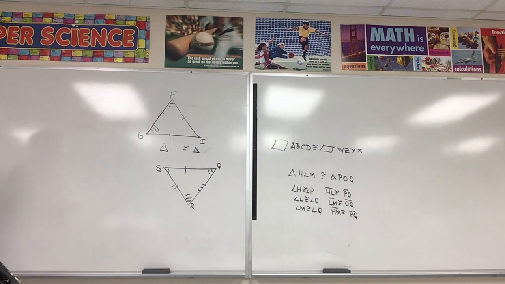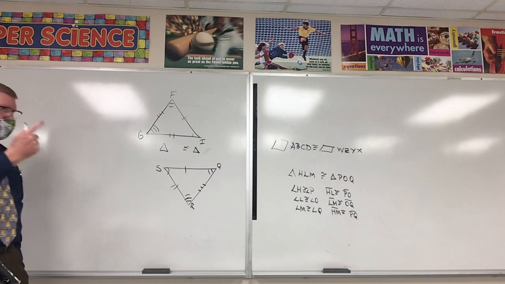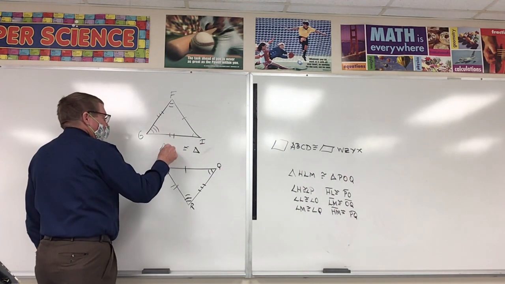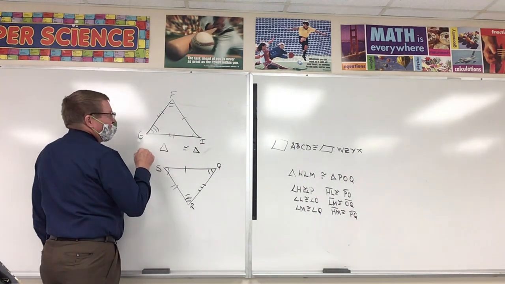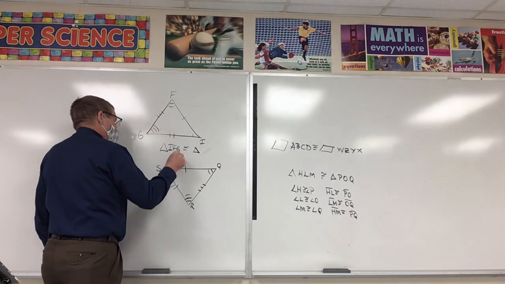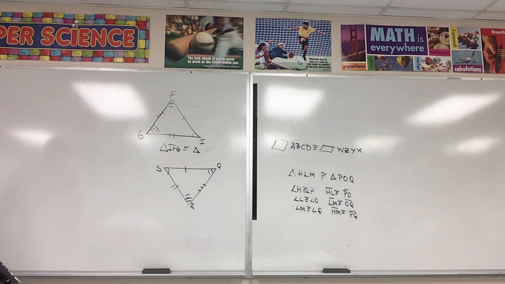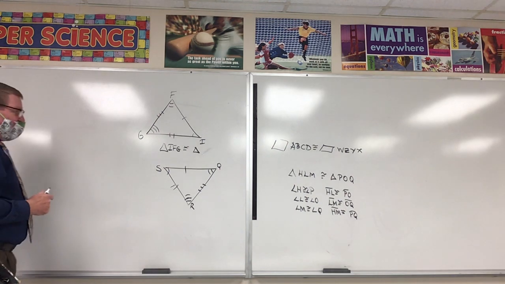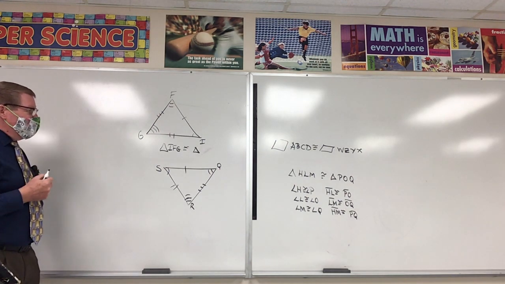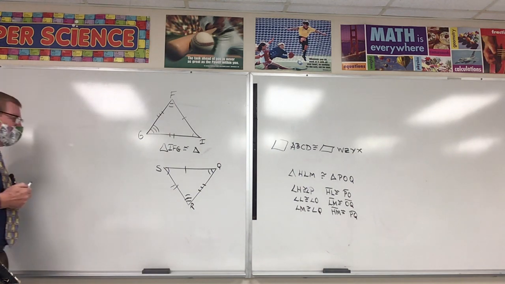So, give me a name for this triangle. Stephanie? IFG, triangle IFG. Alright, so give me the next triangle with the corresponding parts lined up. What do you think, Kiara? We got triangle IFG, so what triangle is congruent to that? Triangle SQR.